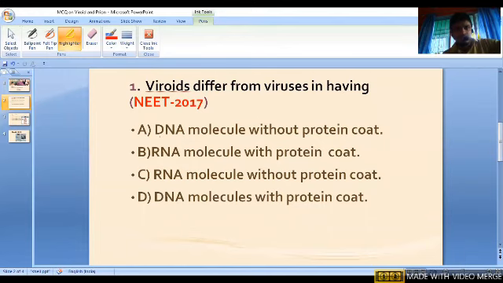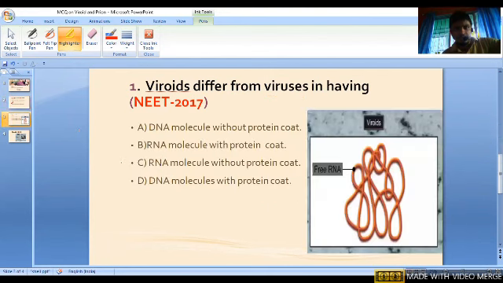Simply read the question and options. DNA molecule without protein coat? We have already discussed that viroids contain an RNA molecule and differ from viruses, which normally have a protein coat. So it is without a protein coat and it is an RNA molecule. You can choose the option that it is an RNA molecule without any protein coat, and easily eliminate the option that contains DNA, because viroids do not contain DNA at all. It is the infectious agent that contains circular single-stranded RNA, or cSS RNA, that we have already discussed.